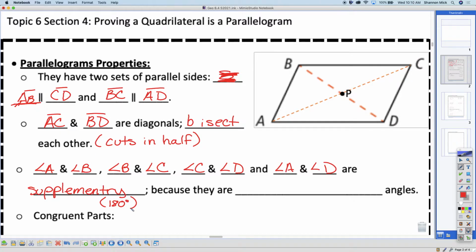They're not equal, they're supplementary. Remember, they're same side interior. So same side interior angles.